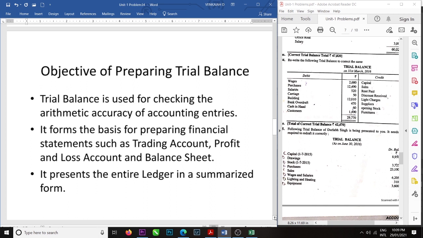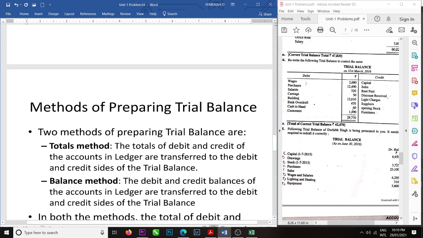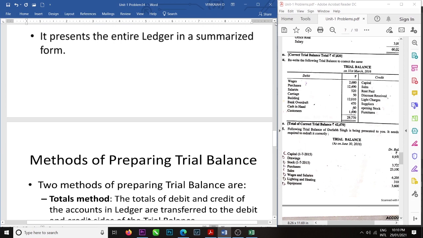It forms the basis for preparing the financial statements, such as the trading profit and loss account and balance sheet. So for preparation of the balance sheet and financial statements, trial balance is the basis. Trial balance is derived from the balances of ledgers. The ledgers are prepared with the help of the journal entries which are prepared from transactions. It presents the entire ledger in a summarized form. All the ledger balances we post in the trial balance, which is a summary of ledgers.